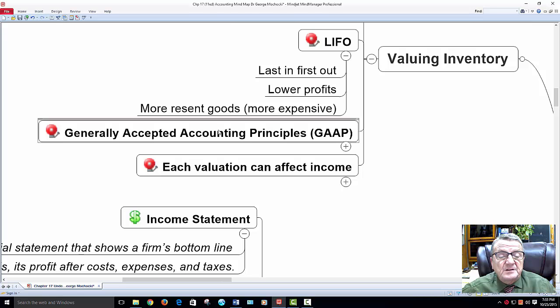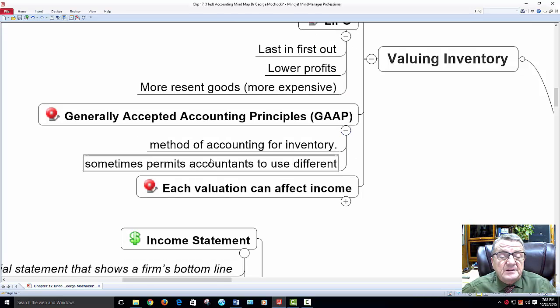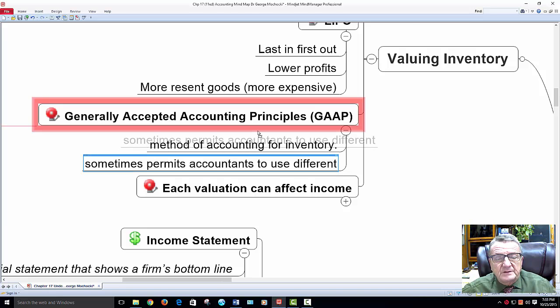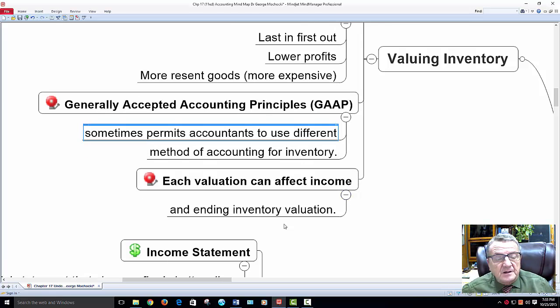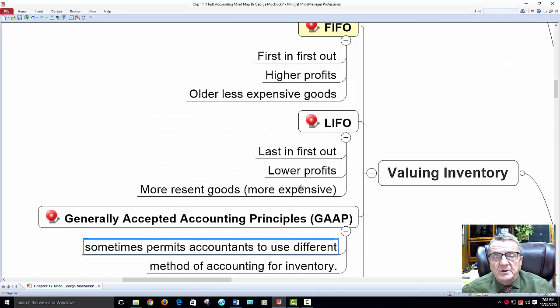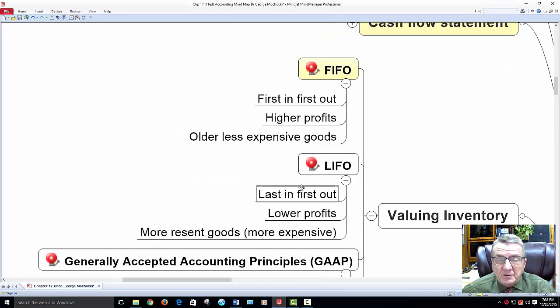Generally accepted accounting principles. Method for accounting sometimes limits the ability to use different methods of accounting inventory. Oh, there we go. I just had them flip. When I'm looking at that, I'm going, it doesn't flow right. All right, remember I'm live. We're good now. Each evaluation can affect income by ending the inventory valuation. Remember, it's what I paid for it, and when I actually sell it, the cost of goods goes out, then I have to claim it.